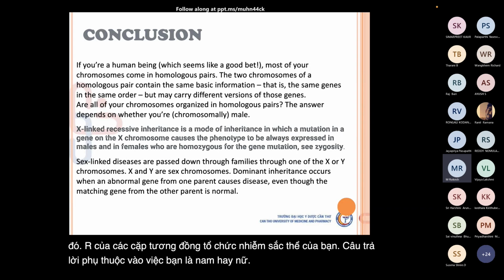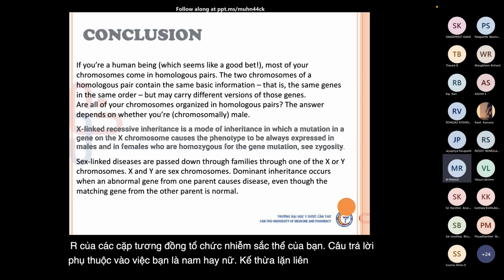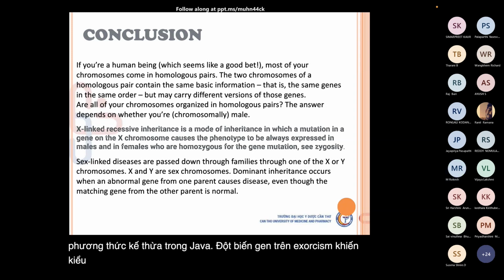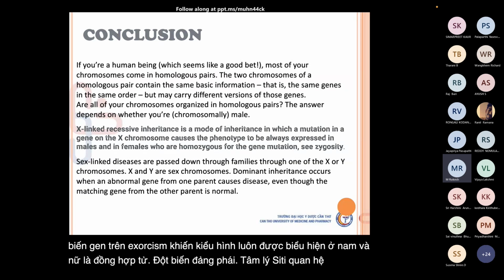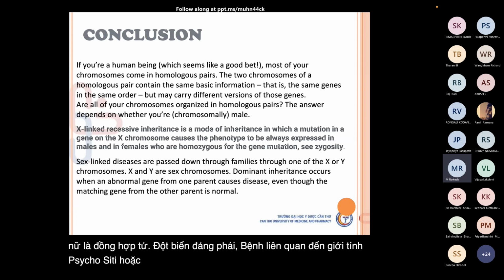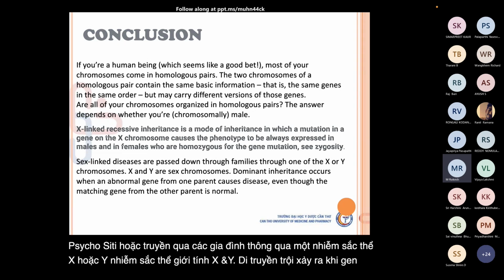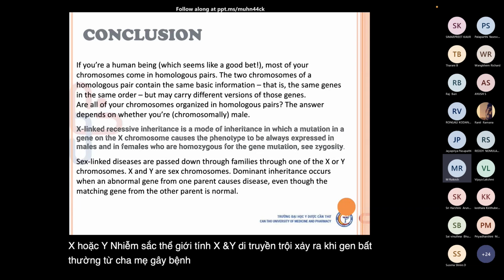X-linked recessive inheritance is a mode of inheritance in which a mutation in a gene on the X chromosome causes the phenotype to always be expressed in males and in females who are homozygous for the gene mutation. Sex-linked diseases are passed down through families through one of the X or Y chromosomes. X-linked dominant inheritance occurs when an abnormal gene from one parent causes disease, even though the matching gene from the other parent is normal.